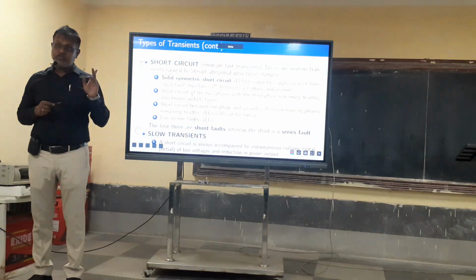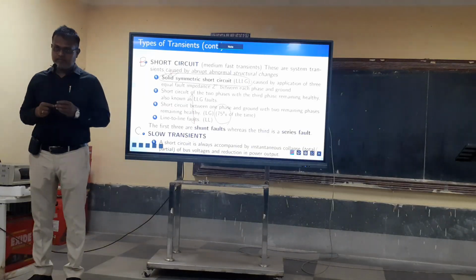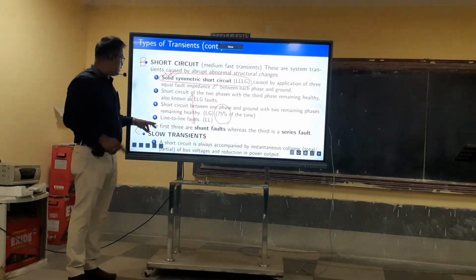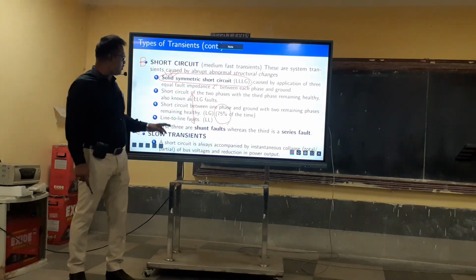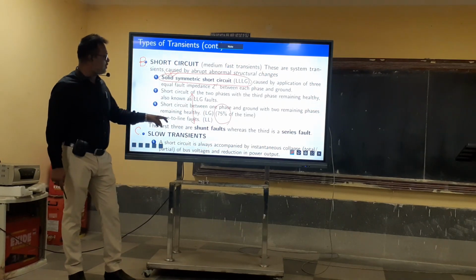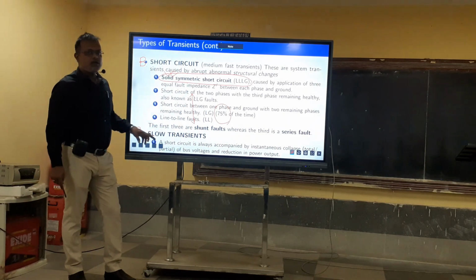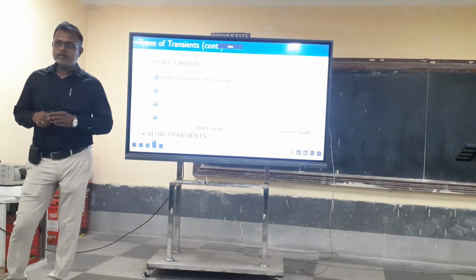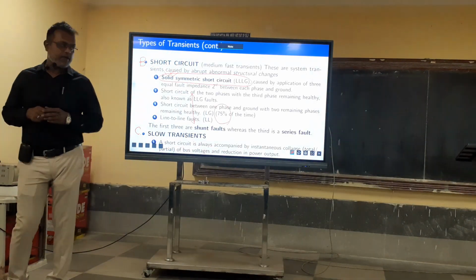But for switching and lightning surges, we have different kinds of devices known as surge arresters. For ultra fast transients, we have surge arresters. The first three are known as shunt faults, whereas the last is a series fault, line to line faults. Actually, this is not exactly a series fault. Another kind of series fault is breaking of conductors. If a conductor is broken in between, then that is also a fault that is known as a series fault.